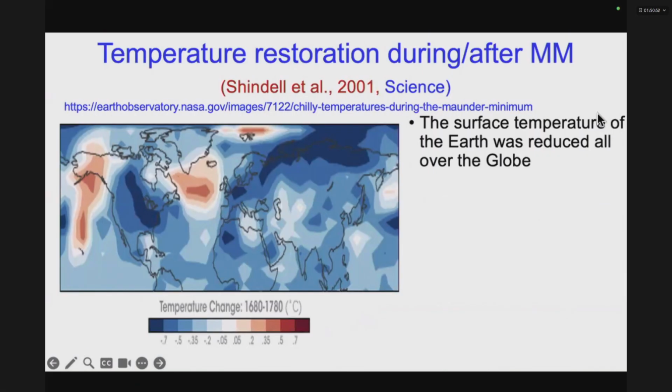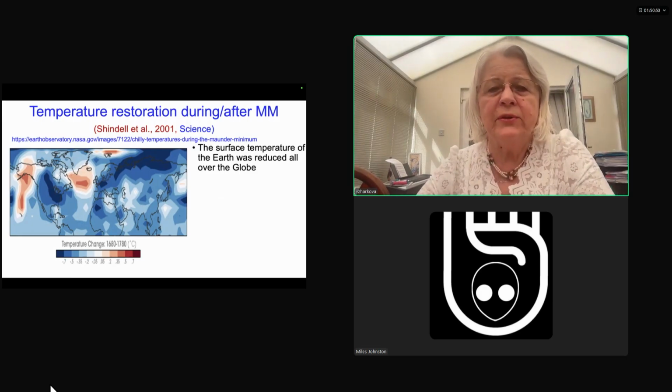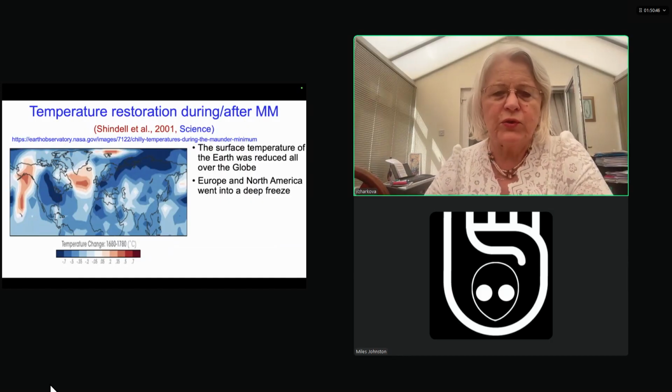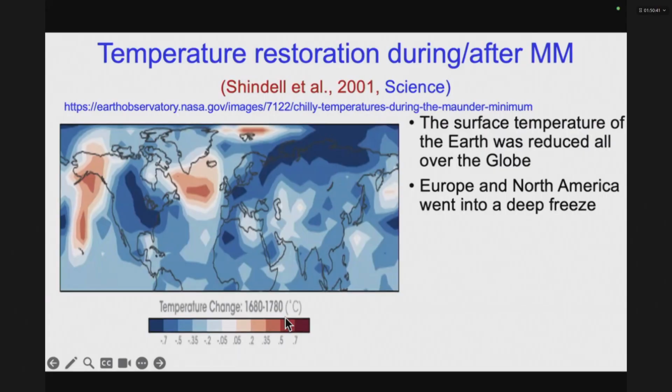So I looked and dug for the data, and I discovered the Schindel et al. paper. They reconstructed temperature during and after the minimum, and they showed the surface temperature of Earth was reduced over the globe. So now we see how they calculate this average temperature. At the bottom, there is a color line, which shows the reduction of temperature. Darkest blue is a reduction by 1 degree, and darkest brown is an increase by 1 degree.